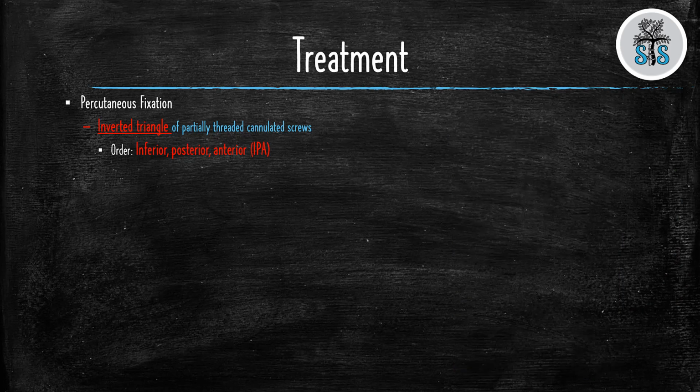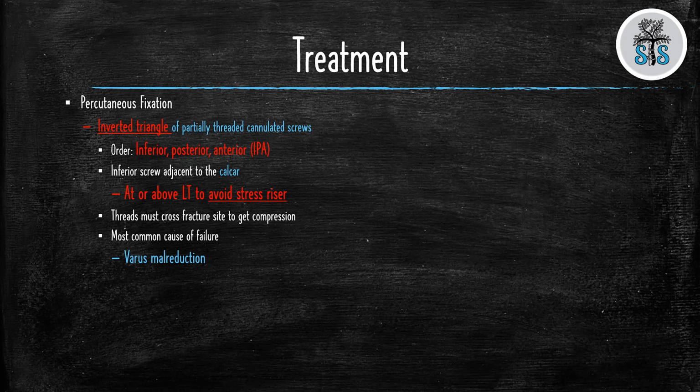You want to go inferior because you want to get that home run screw right against the calcar, the strongest posteromedial plate of bone. You also want to be at or above the lesser trochanter to avoid a stress riser. The threads must cross the fracture site to get compression, and the most common cause of failure is a varus malreduction. A sliding hip screw is primarily used for basicervical fractures and for vertical fractures in younger patients.